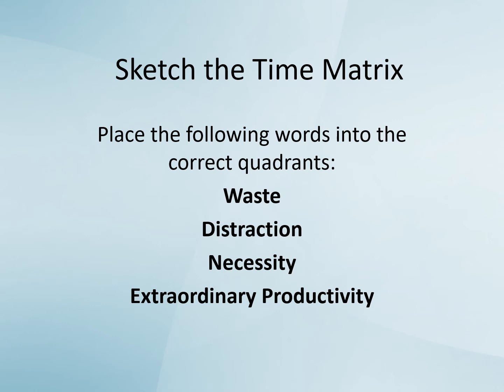Hi guys. So first thing I want you to do is quickly sketch a time matrix and place these words in the correct quadrant. Waste, distraction, necessity, and extraordinary productivity. Place each of those four words in the correct quadrant.